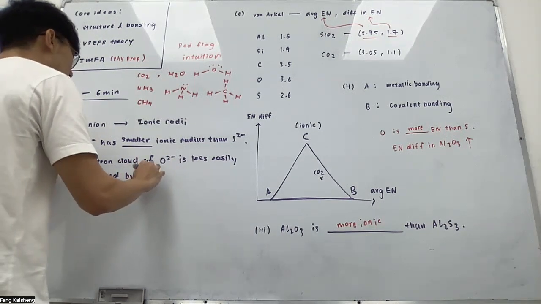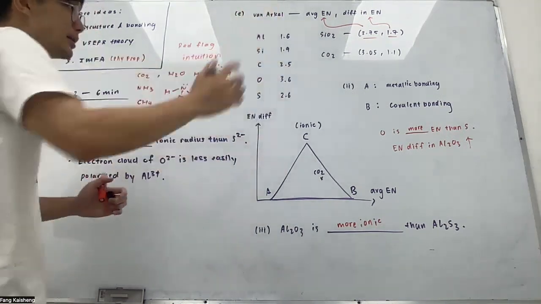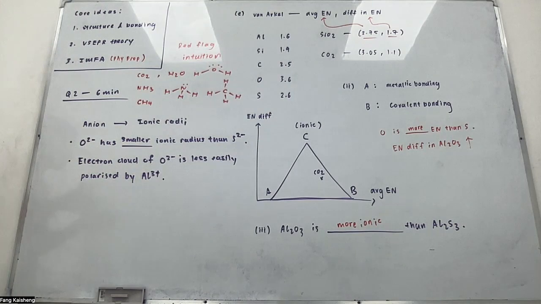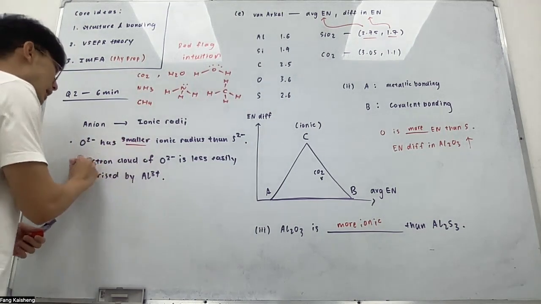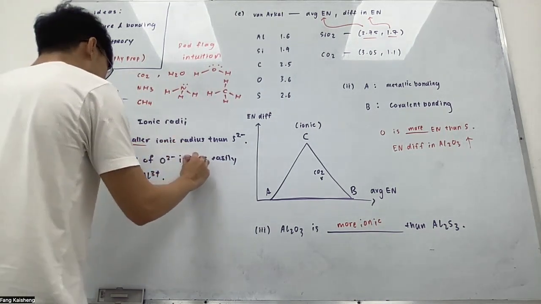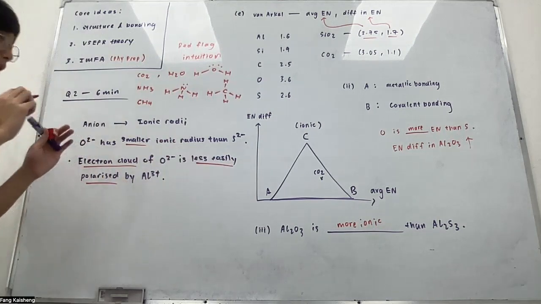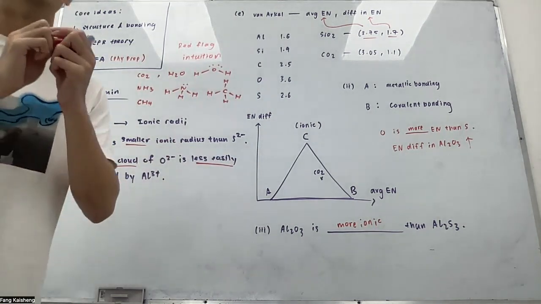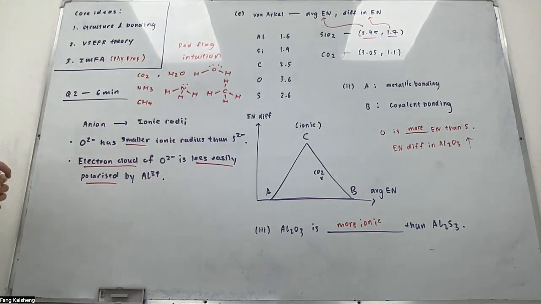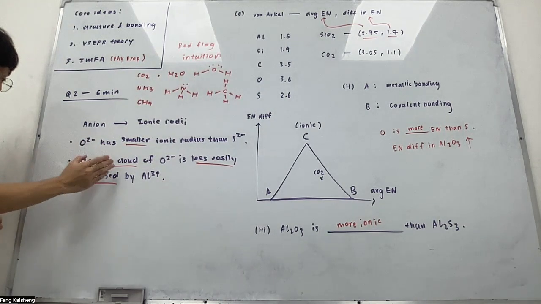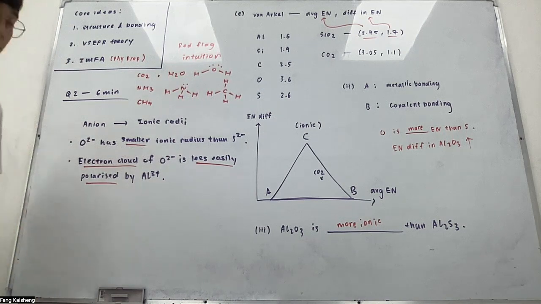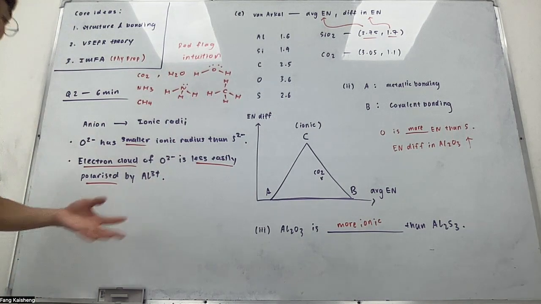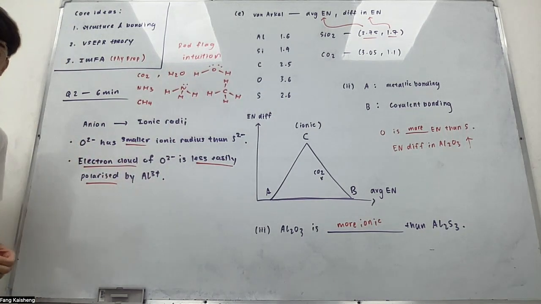I suggest you go and write down this explanation somewhere in this question, because it's still related to what we've done before. Smaller ionic radius, the electron cloud is less easily polarized. This is the point that you need to write in your explanation, so take note of it. It is the electron cloud that gets polarized. Don't tell me O2 minus is less easily polarized. That's wrong. Only the electron cloud must be mentioned.